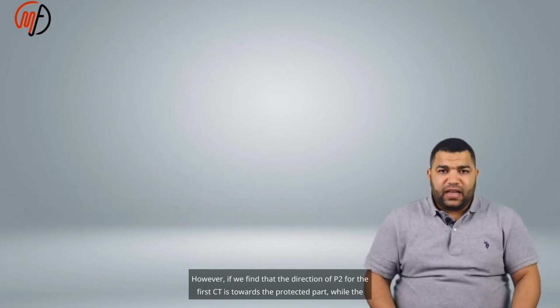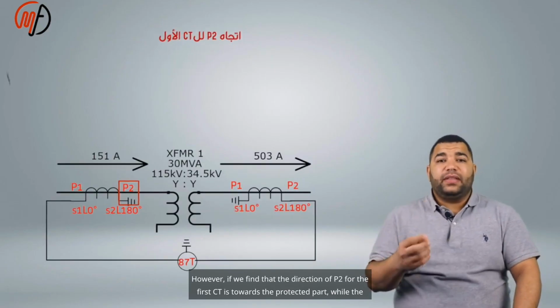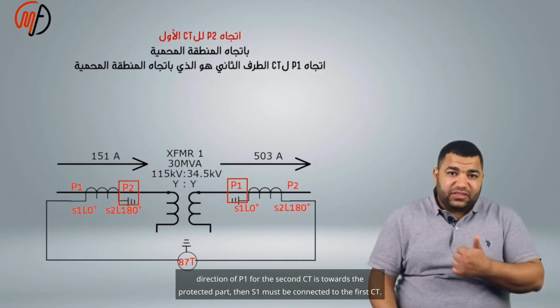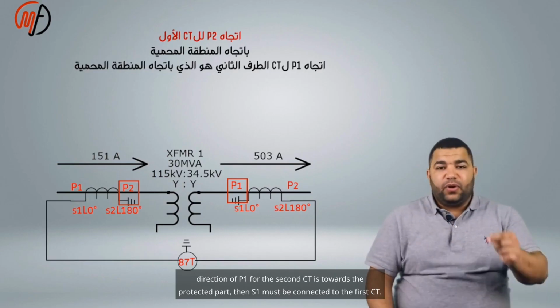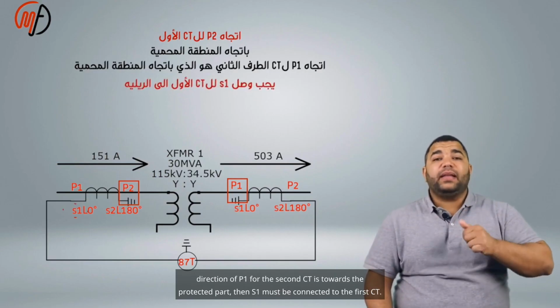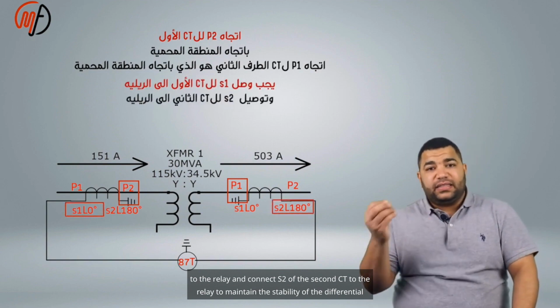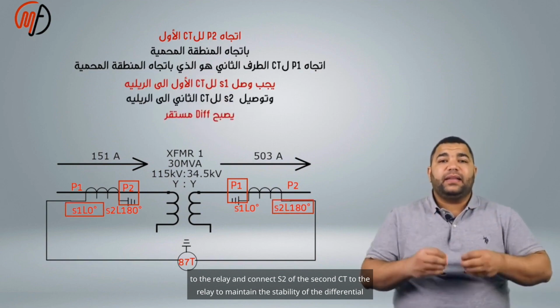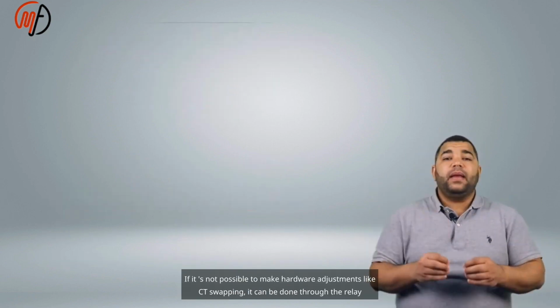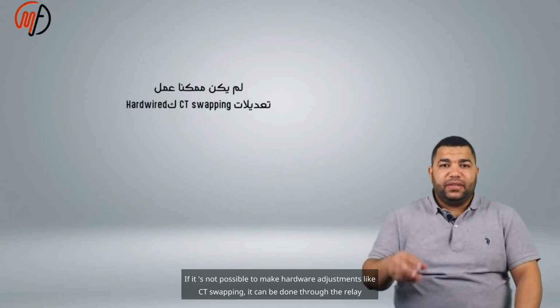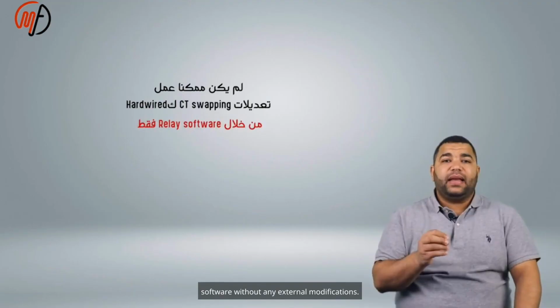However, if we find that the direction of P2 for the first CT is towards the protected part, while the direction of P1 for the second CT is towards the protected part, then S1 of the first CT must be connected to the relay, and S2 of the second CT connected to the relay to maintain the stability of the differential protection. If it's not possible to make hardware adjustments like CT swapping, it can be done through the relay software without any external modifications.